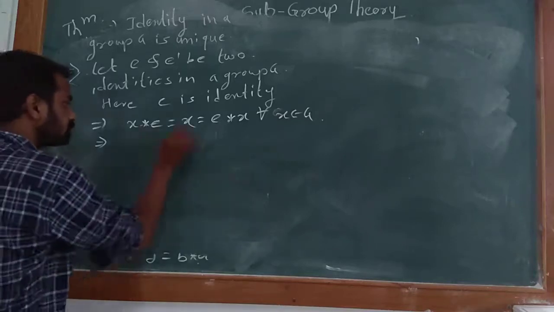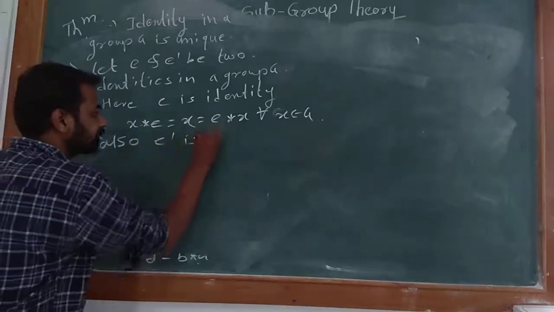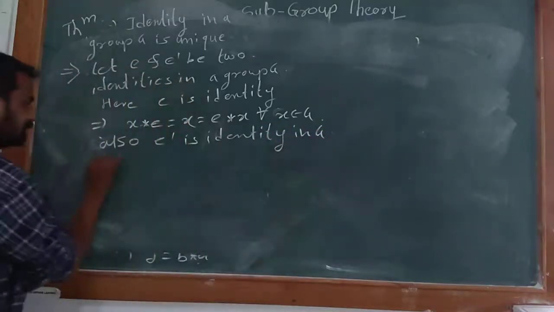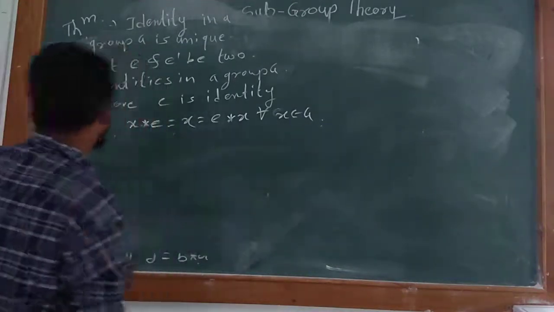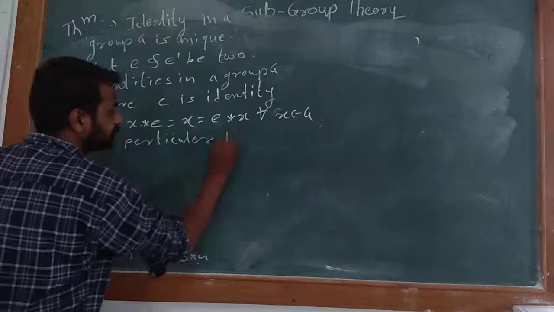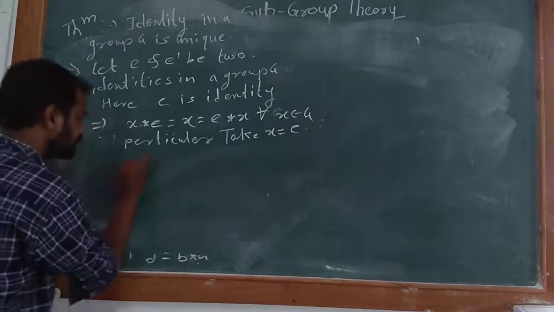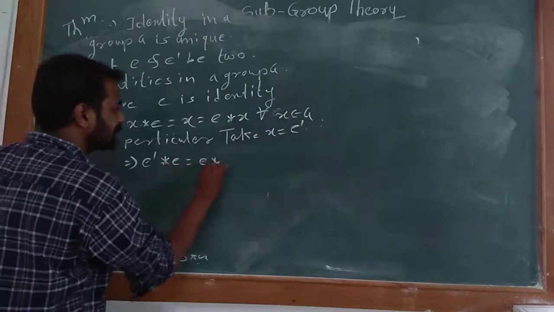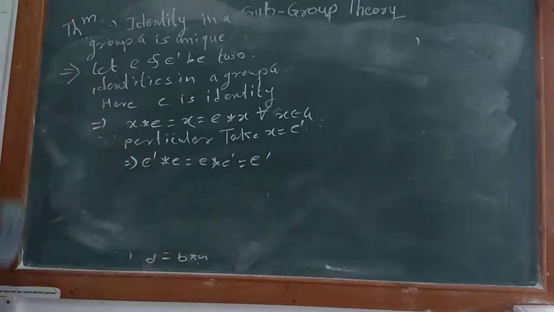This implies E dash is also an identity in G. I forgot one step. In particular, we take X equal to E dash. This implies E dash star E is equal to E star E dash is equal to E dash. This is equation number 1.